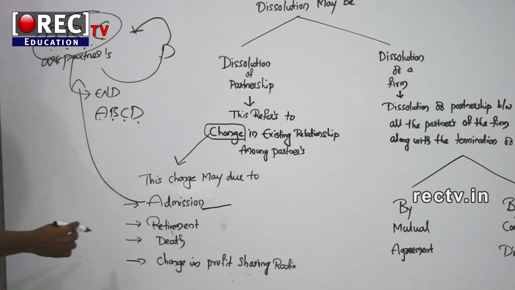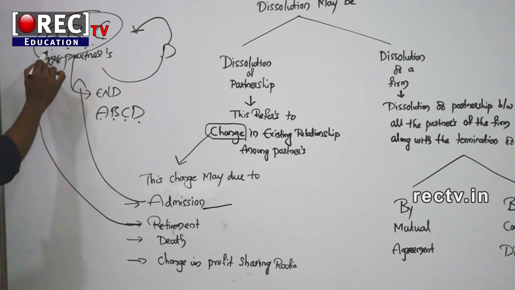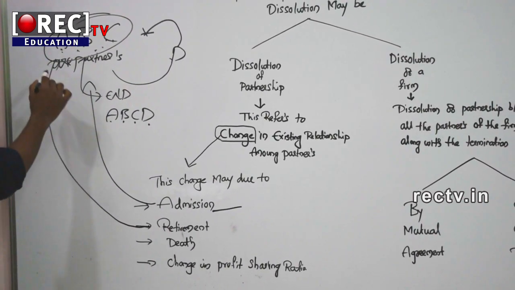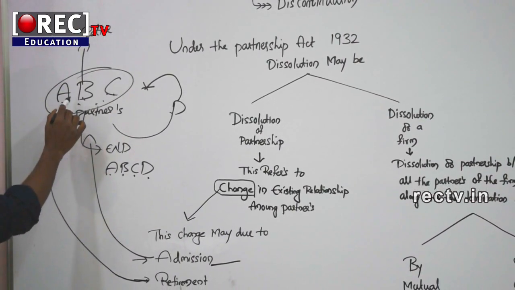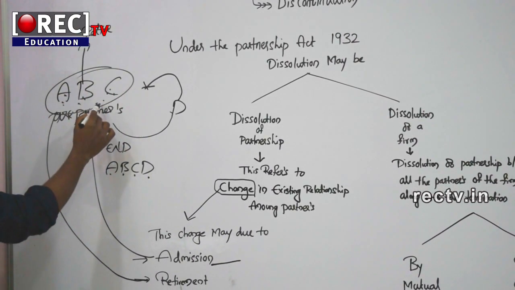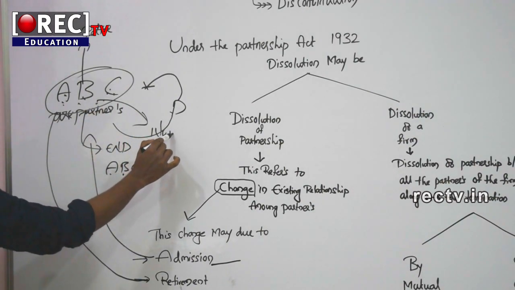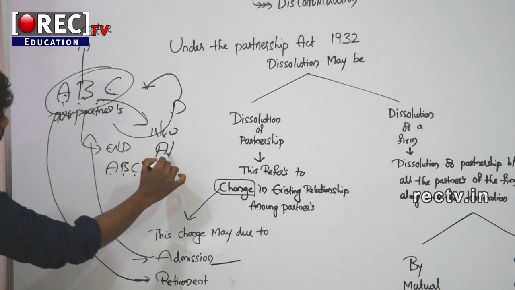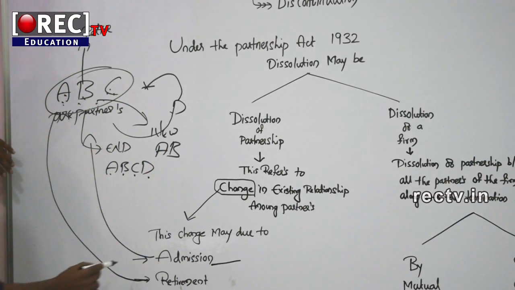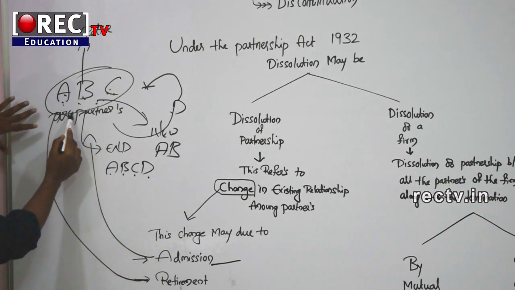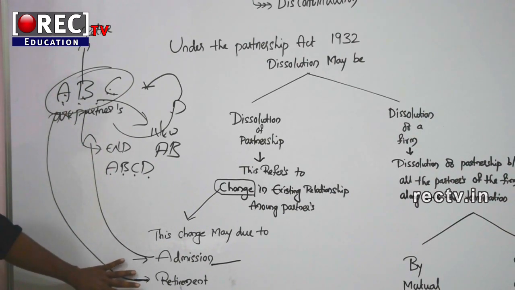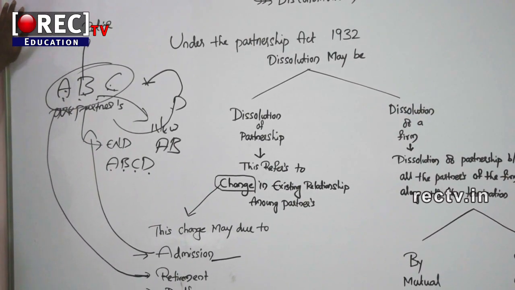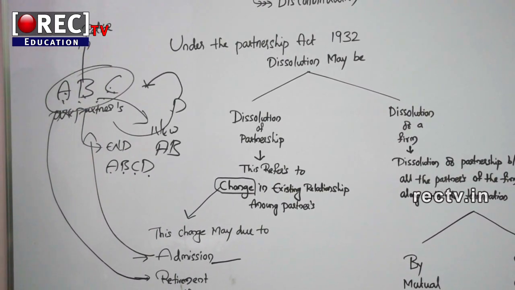And when we consider an example about retirement, here A, B, C are partners and B is going to retire. So in this situation A and C are going to start a new relationship in a new firm. When there is an admission among A, B, C, there is a new relationship, and when B retires, only A and C remain in the firm. So there is a dissolution of partnership.